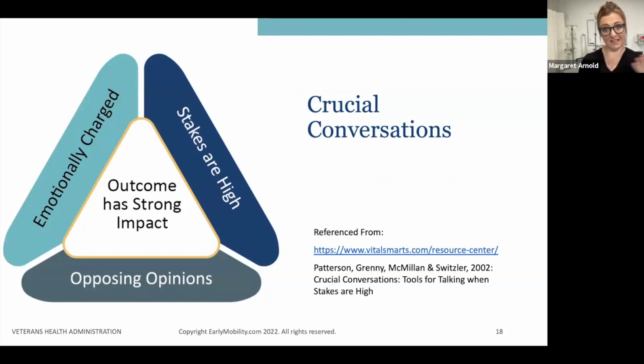It's also crucial where the outcome is really important. The outcome of a unit peer leader knowing equipment or not knowing equipment can be a safety occurrence for either a caregiver or a patient. That's a high stakes conversation. And emotionally charged is where sometimes you have authority structures or conflicts, or you have personality conflicts, or you've got somebody who doesn't want to change and somebody who's trying to promote the change. These are all what we call emotionally charged conversations. And the reference for our crucial conversations is Vital Smarts, and their website is presented here.